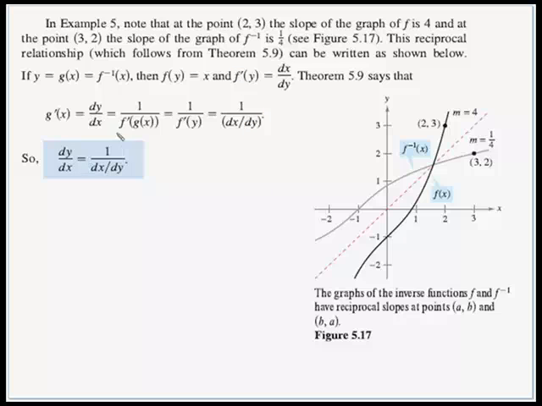dy/dx is 1 over dx/dy. And again, here the darker color graph is the original function. The point (2, 3) is on it. The lighter gray line is the inverse function, f inverse of x. Point (3, 2) is on that. We figured that out in part A. And then in part B, we looked at the slope. We found this slope here occurring at point (2, 3). That slope was 4. So for the inverse, we just flip it over, 1/4.